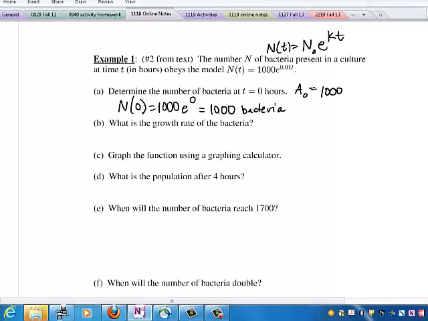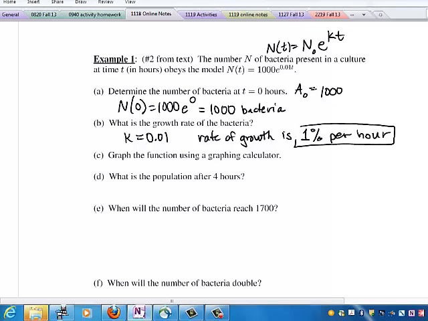The growth rate for the bacteria, that's the k value, is 0.01. So then we want to say the rate of growth is 1%, switch that to a percent, per time unit, which in this case is hours. So pay close attention to the label there. The rate of growth is always a percent per time unit, so here 1% per hour.